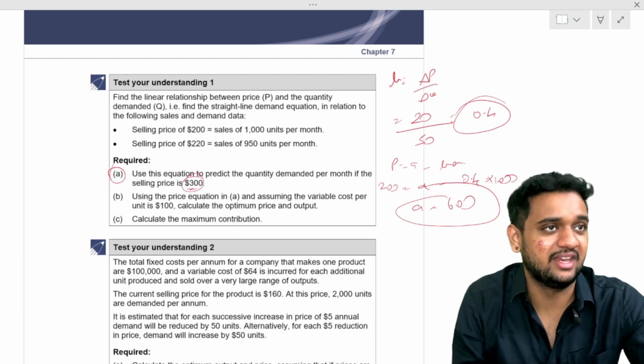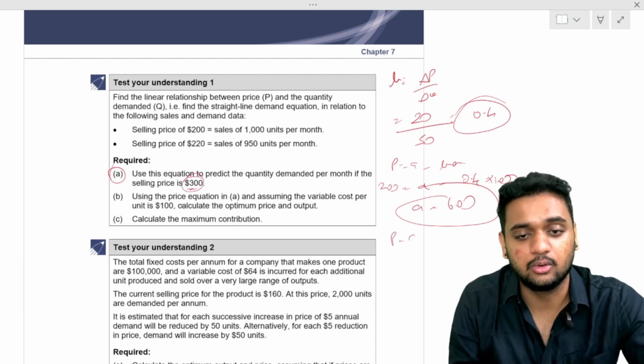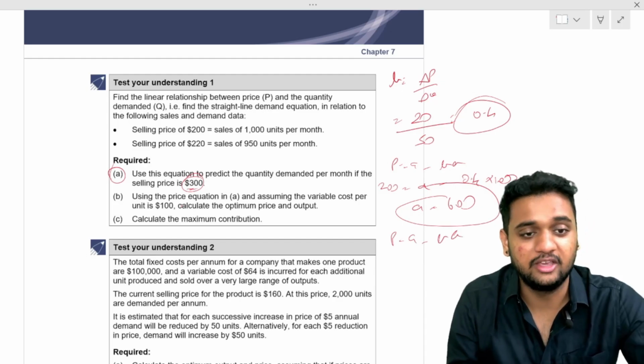Price is given to us as 300. With this find Q. P is equal to A minus BQ. P is what?